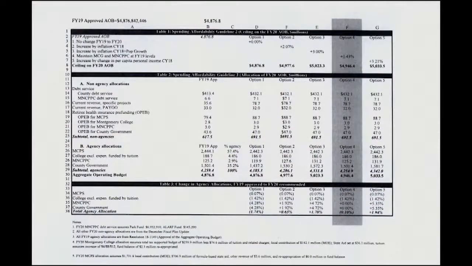And so for all of the non-agency allocations, we use the December update fiscal plan that provided these numbers. It meets the fiscal conditions, expectations and policies that the council has set for a 10% reserve, obviously PAYGO, debt service and OPEB. For the agency allocations, and Mr. Friedson's already talked about this, we used again the fiscal plan update, which holds the college and MCPS at MOE.